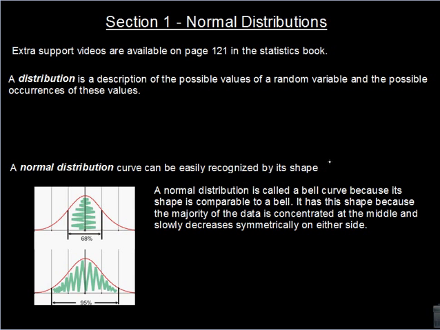A normal distribution curve is recognized by its shape. It's also called a bell curve, because its shape looks kind of like a bell, and the reason it has this shape is most of the data is located right around the center, which is the average.